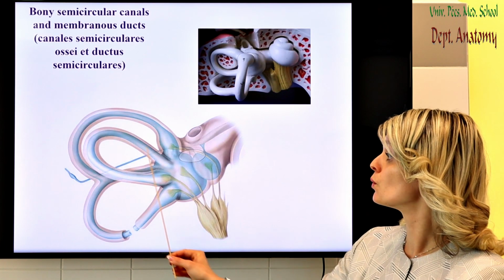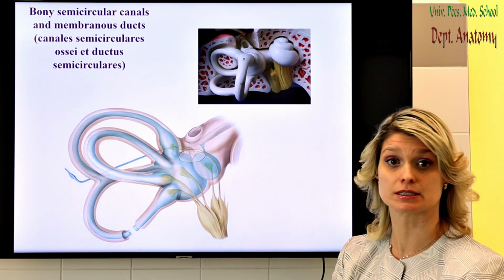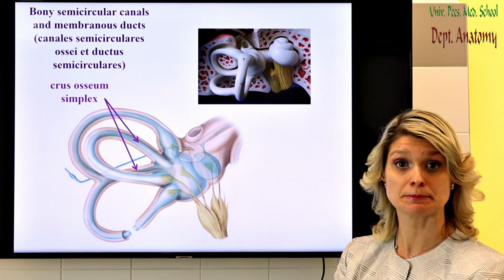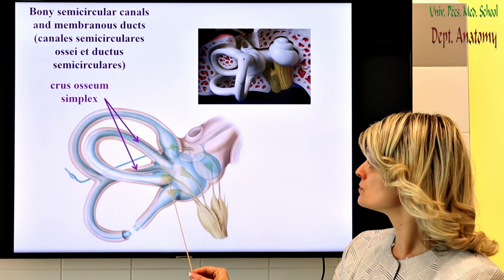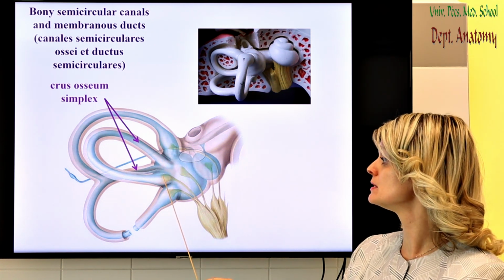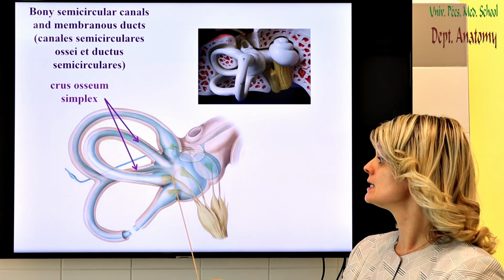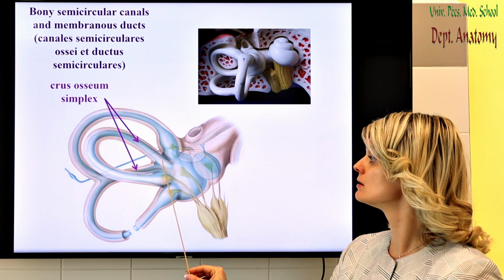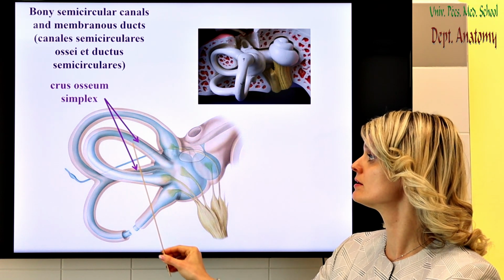If we see one semicircular duct, one semicircular canal, it has two parts, and you see two ends. The one is bigger, is dilated, and we have a simple crus there, posterior.